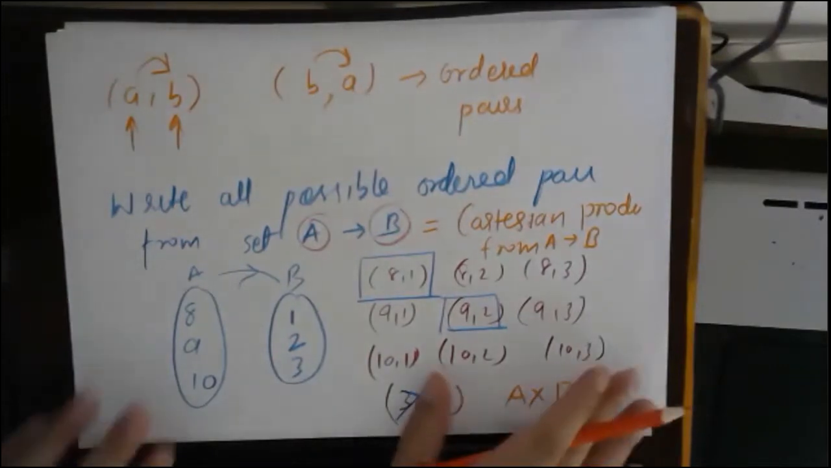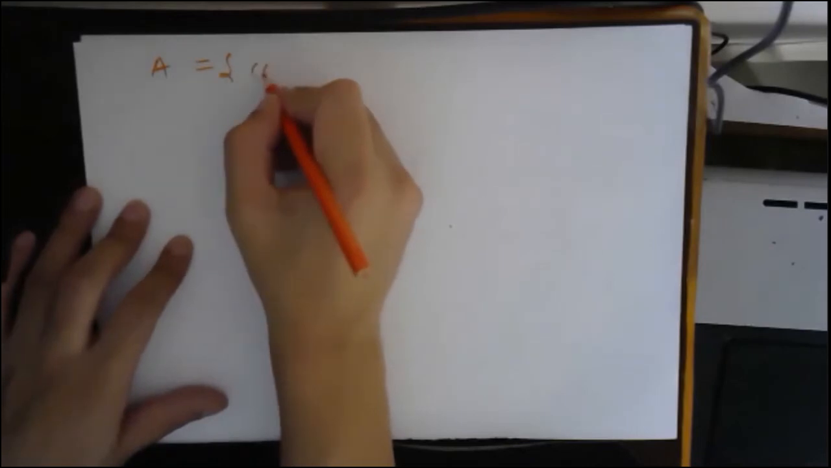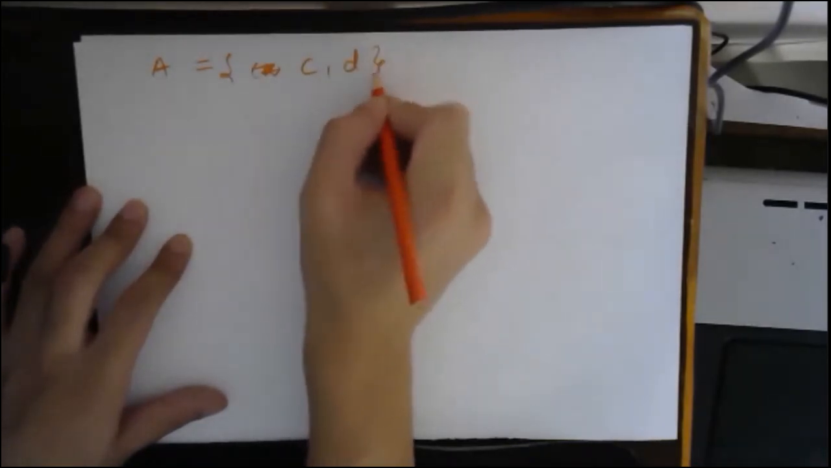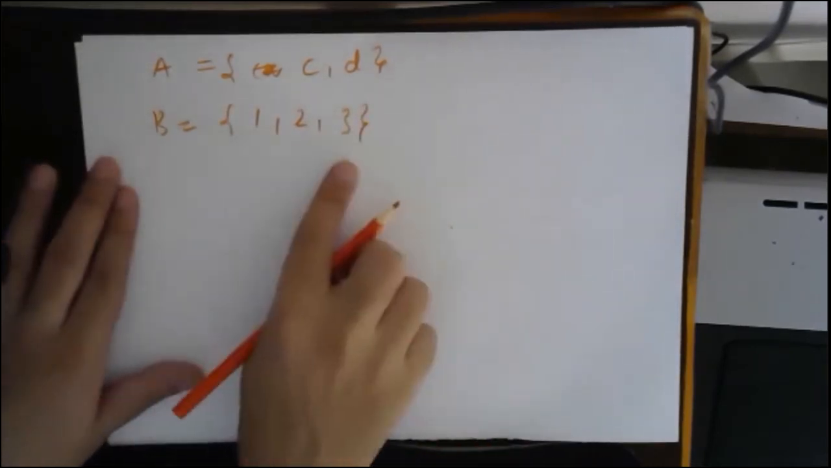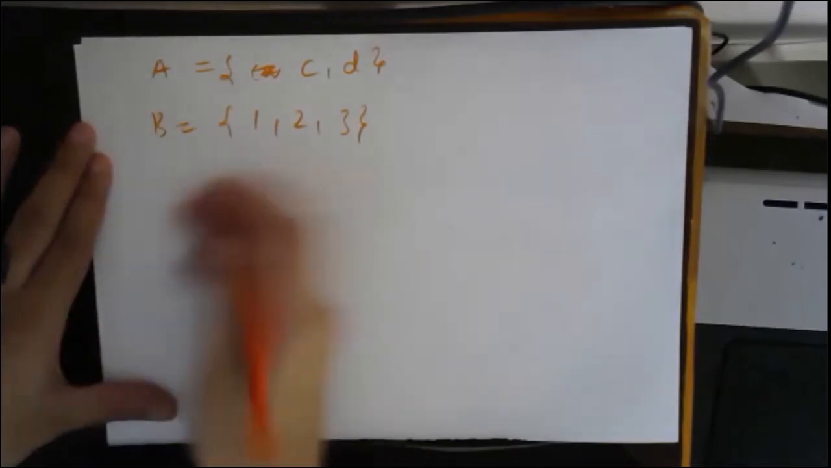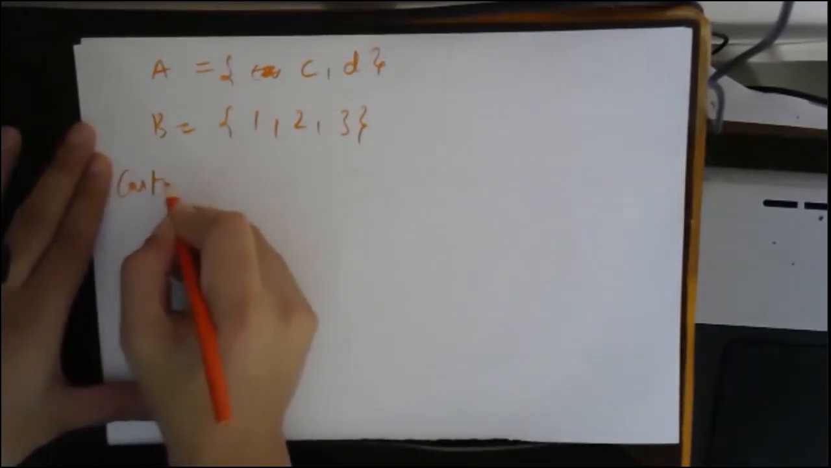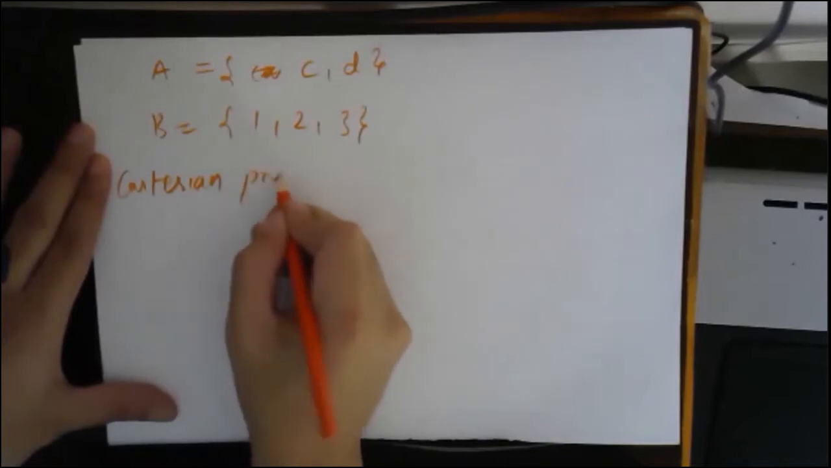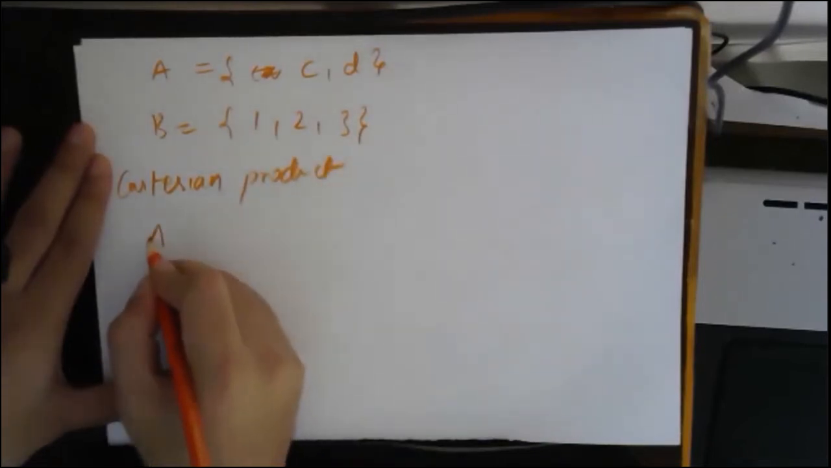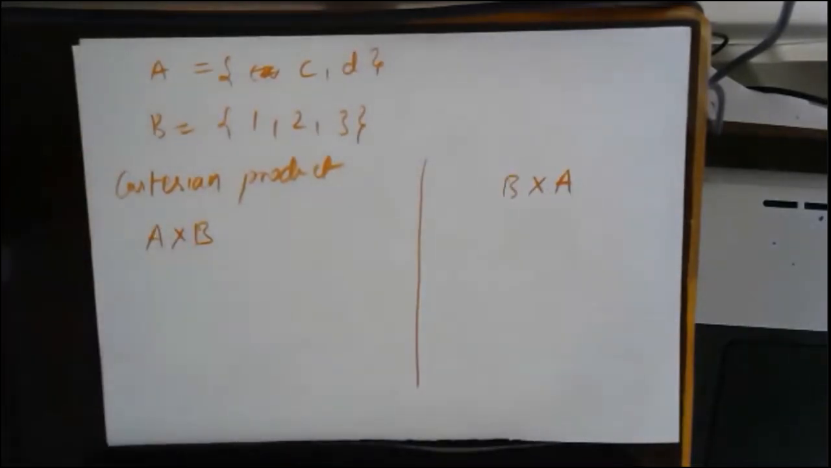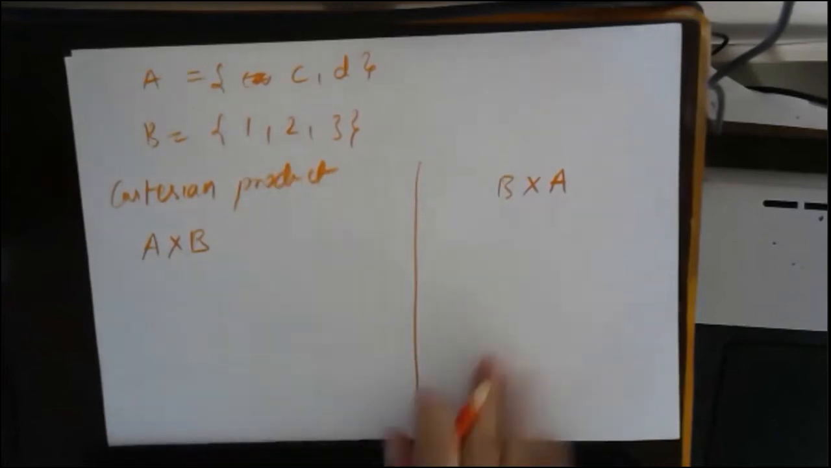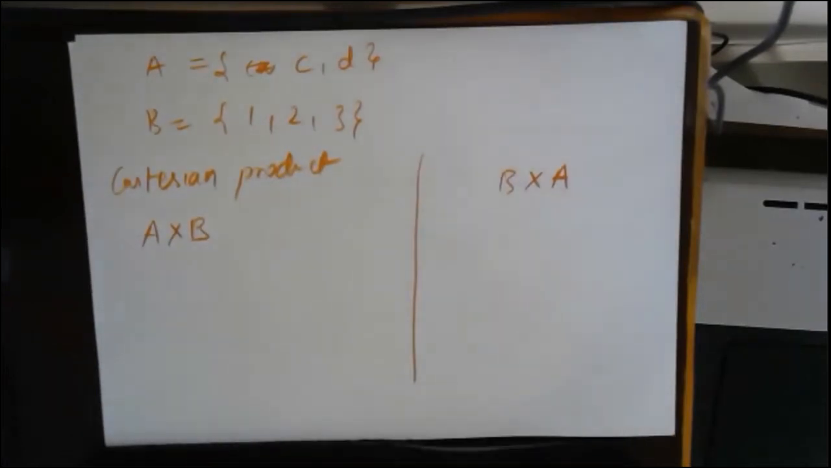Everybody understood? Okay. So suppose I have two sets, set A is equal to {C, D}, and set B is equal to {1, 2, 3}. Then write the Cartesian product from set A to B, and then write the Cartesian product from set B to A.